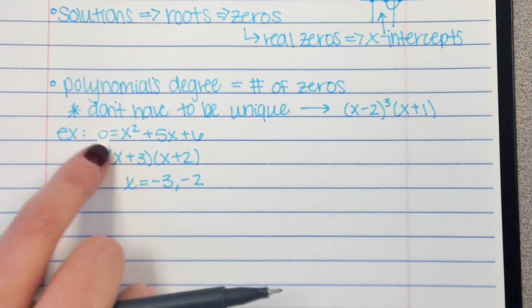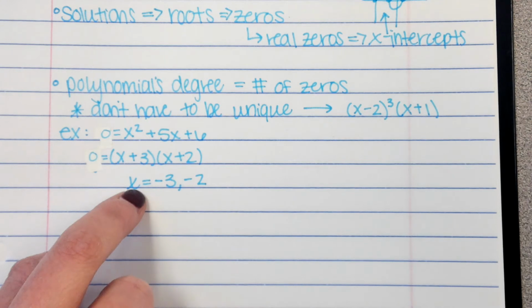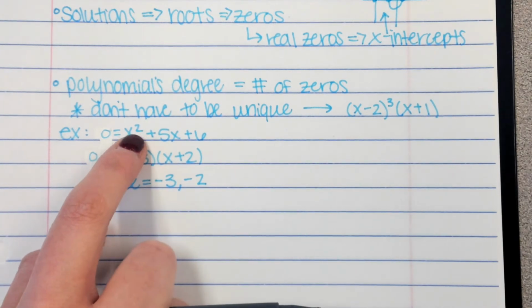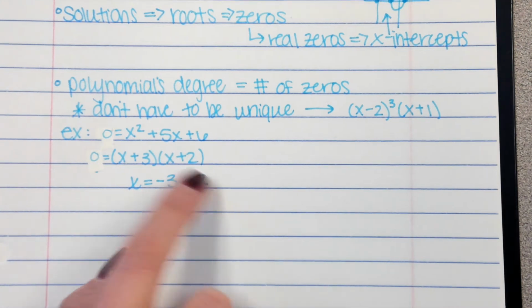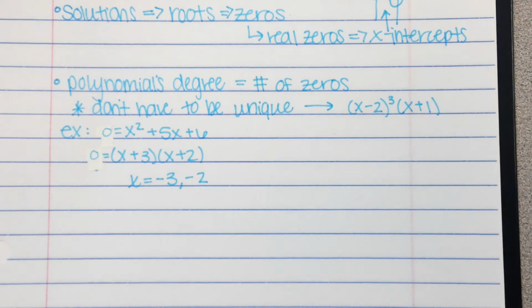And here's an example. When we were doing quadratics, if we set a quadratic equal to 0 and factored and solved, a quadratic has an exponent of 2, or a degree of 2, and we had 2 solutions, so that matches up. Degree of 2, 2 solutions.